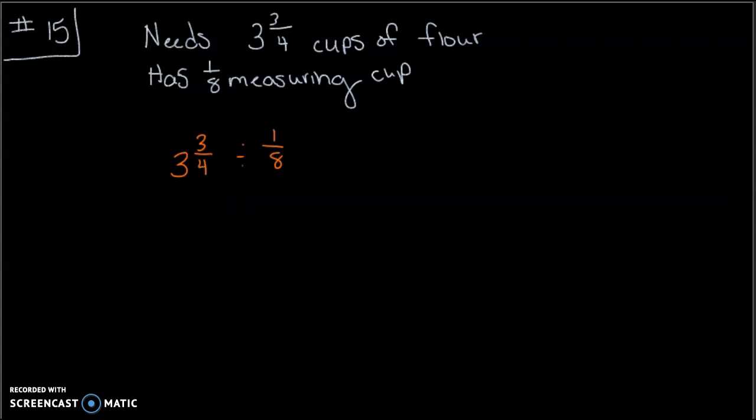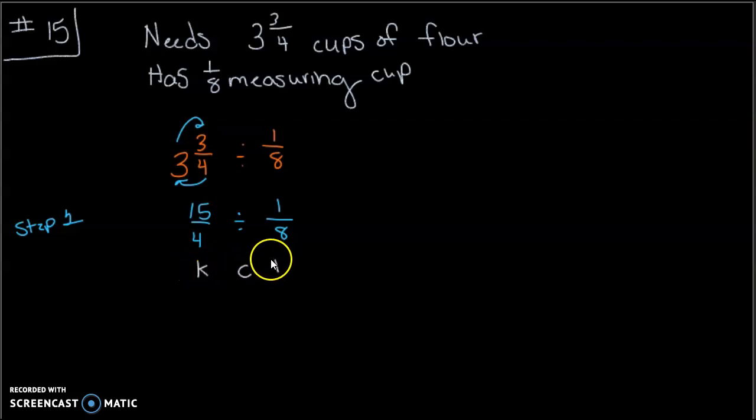So in that previous example, we have that step 1. We need to get that into a fraction. So we have 4 times 3 plus 3. 4 times 3 is 12, plus 3 more is 15. Now we have to do our keep, change, flip. So this is step 2. So keep 15 over 4, change, and flip.